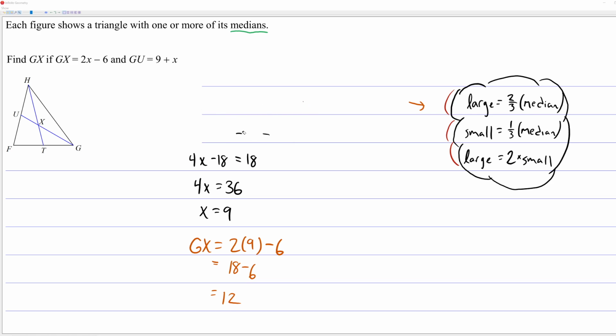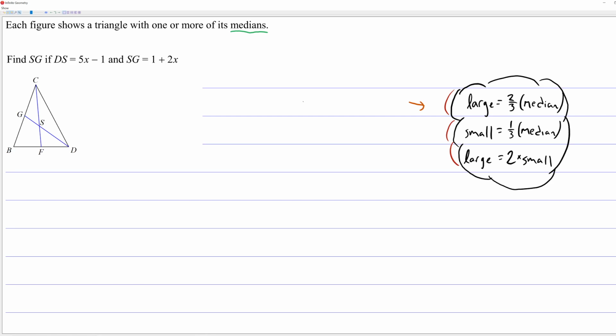So there's variations on this theme, but it's all summarized in the little bubble on the right-hand side of the screen. If you know the relationship between the large part, the small part, and the median, you'll be fine. So the next question we just have to identify what is the large part, the small part, and the median. So let's see. In this question, we know something about DS. Well, that's the large part, and we know something about SG. That's the small part.